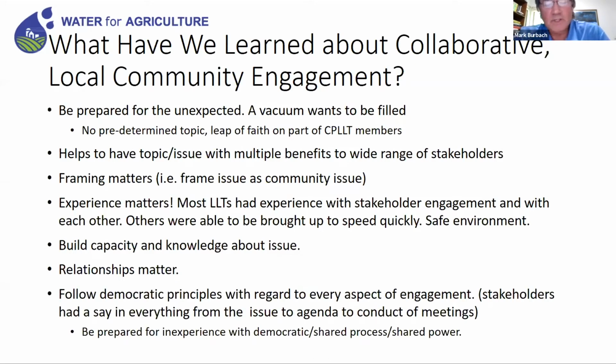And also, follow democratic principles with regard to every aspect of the engagement. This sounds like a no-brainer, particularly with regard to community-led, but even those of us on the academic end of things, it involves shared process, shared power, and being able to share that and perhaps give up a little bit of control and kind of go with the flow, so to speak, as long as we're moving forward. And again, the stakeholders had a say in everything from setting the agenda to the conduct of meetings, of course, and then to the identification of the topic.